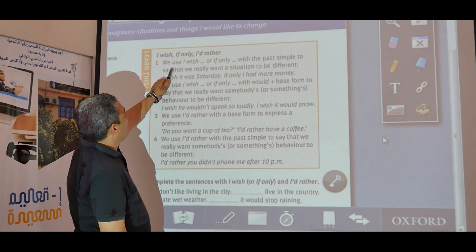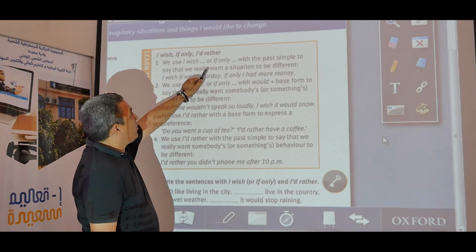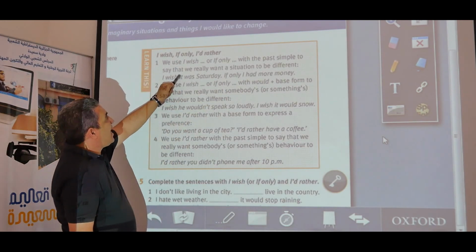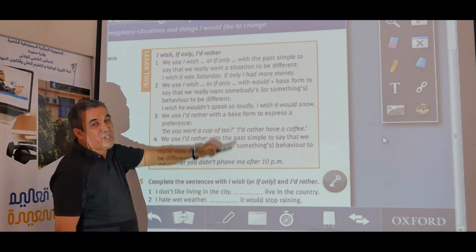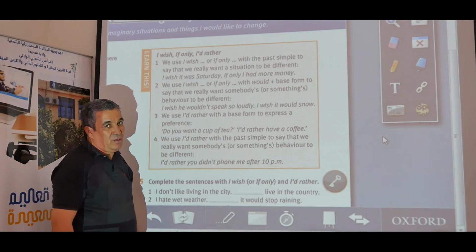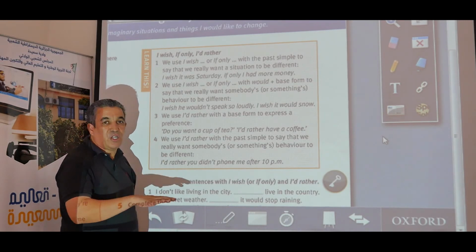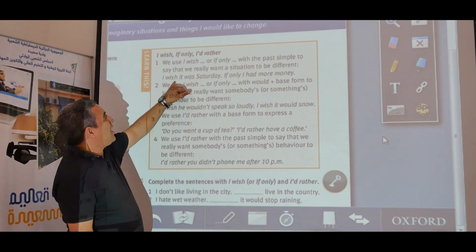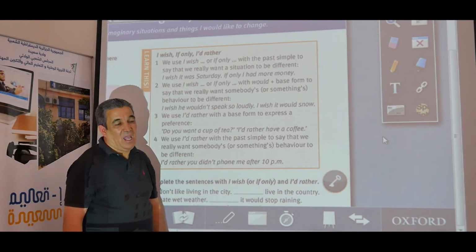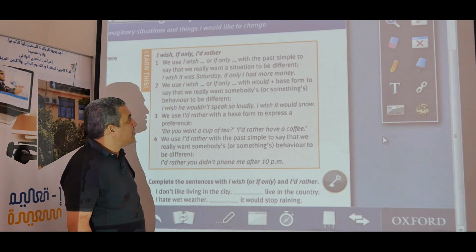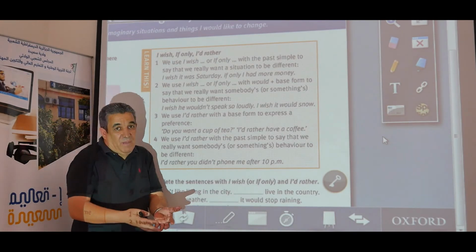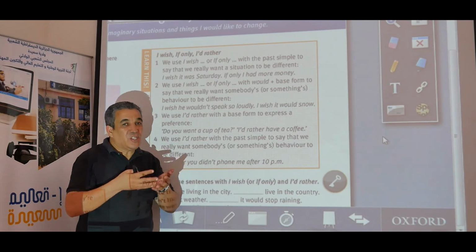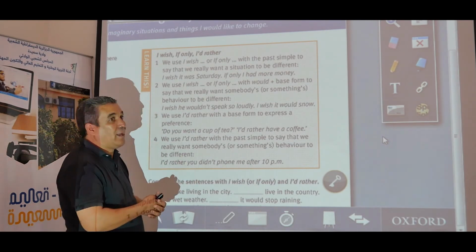Number 1, we use I wish or if only with the past simple to say that we really want a situation to be different. I wish it was Saturday. So this means that the day the person is talking about is not Saturday, it is another day.